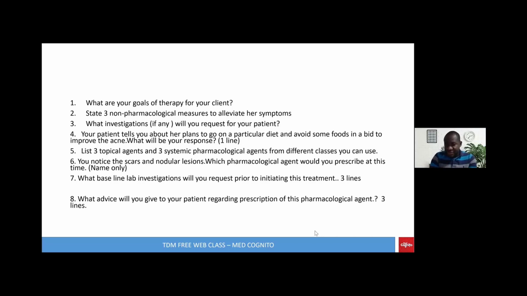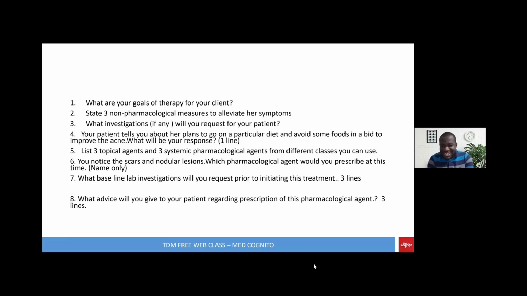Awesome. Thank you very much for the input. Let's move on to the next question. State three non-pharmacological measures to alleviate her symptoms. Three non-pharmacological measures to alleviate her symptoms. So let's see your input for that. Next question, non-pharmacological. Okay, so I see good skin hygiene. I see avoid astringent, CBT.